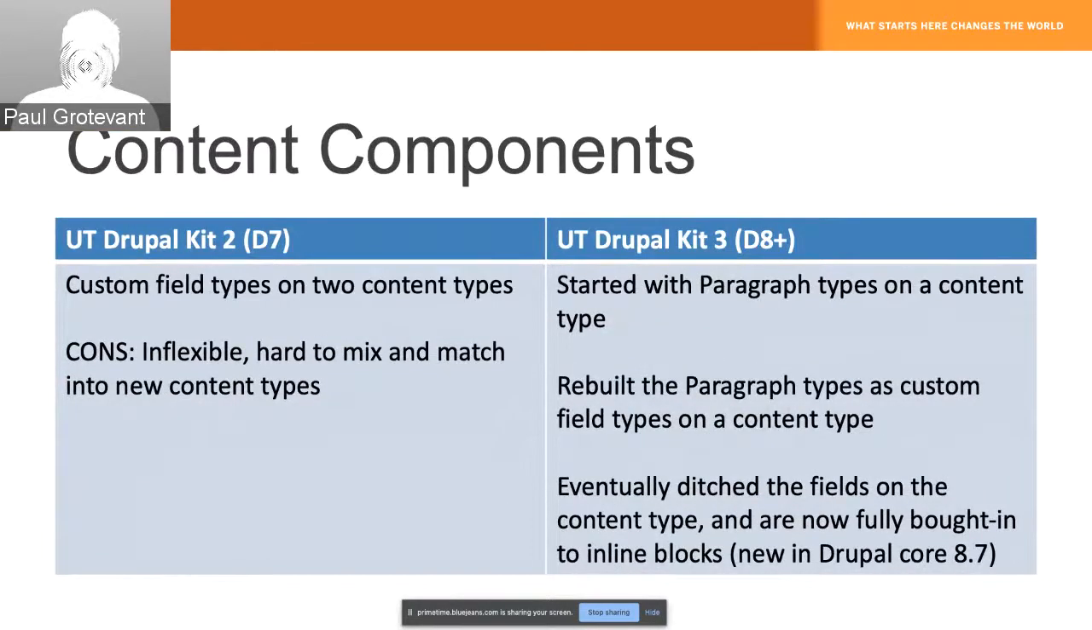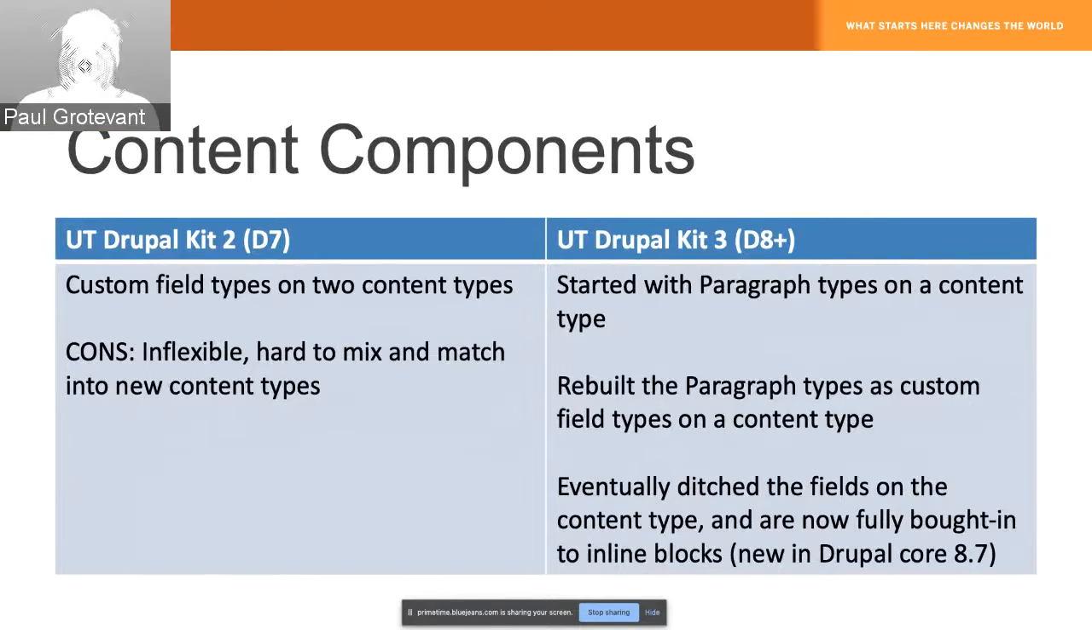So area of concern number 2 is our custom content components. In Drupal 7, these were architected, implemented as custom field types. And as I mentioned at the beginning, those field types were built onto 2 different content types, standard page and landing page. Basically, what this resulted in was a system that over time came to feel inflexible. It was hard to mix and match the field types into new content types.